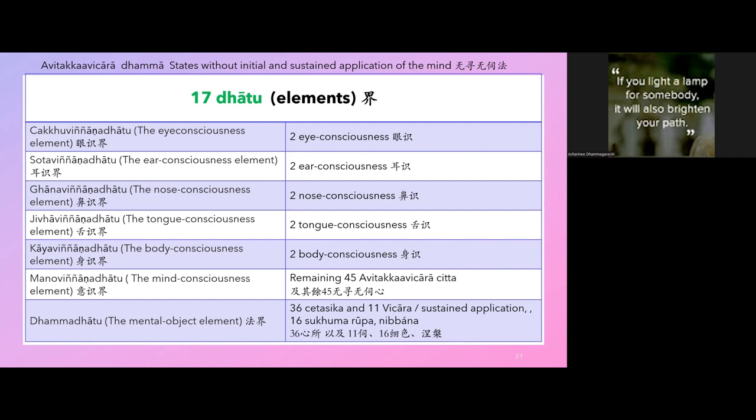Once you deduct these 10 from the 55 avitakkaavicārā consciousness, we are left with 45 avitakkaavicārā chitta. These are classified under mano vijnana dhātu, the mind consciousness element. And everything else, the 36 cetasika, the 11 vichara, the 16 sukkuma rupa, and nibbana, they are all classified under dhamma dhātu.